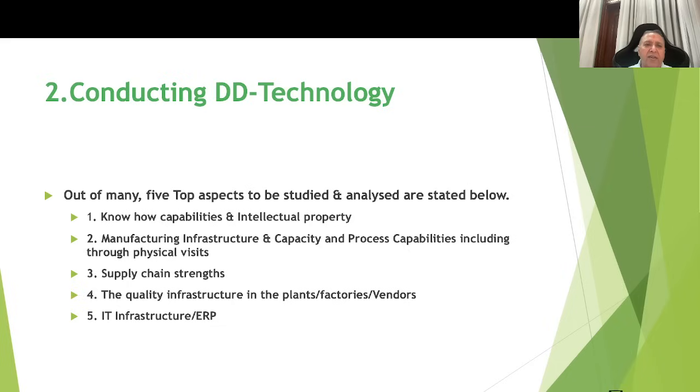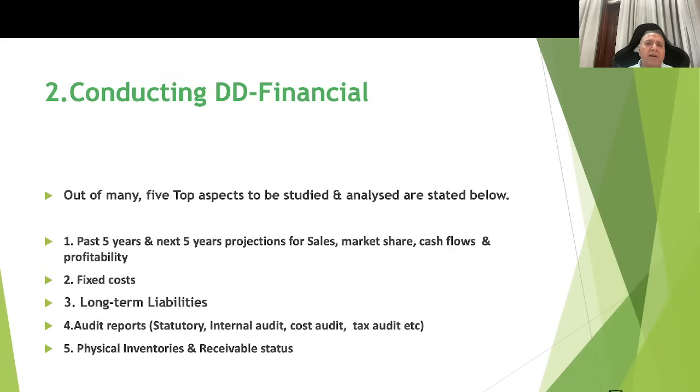On the technology front, the DD aspects, the top five aspects, are know-how, assessing know-how capabilities and intellectual properties, manufacturing infrastructure and capacities and process capabilities, including assessment through physical visits to the factories or the plants. Supply chain management strengths, the quality infrastructure in the plants, factories and vendors, and IT infrastructure, including ERP.